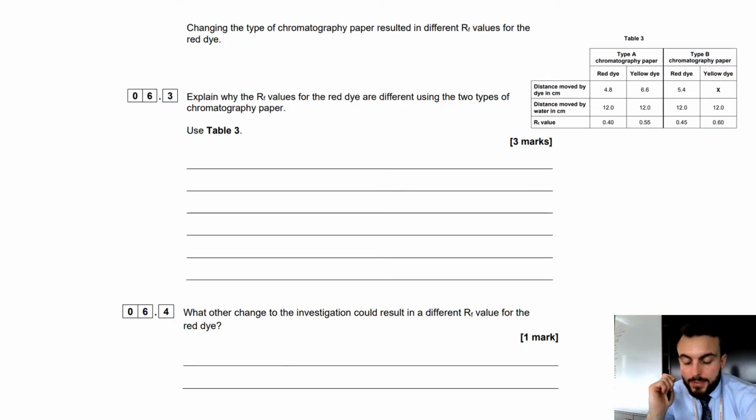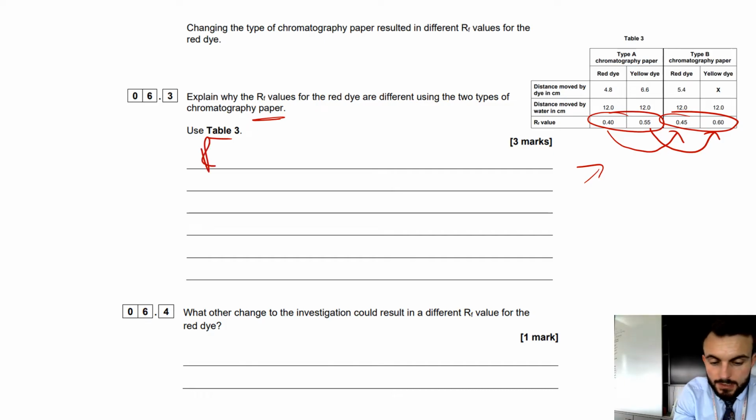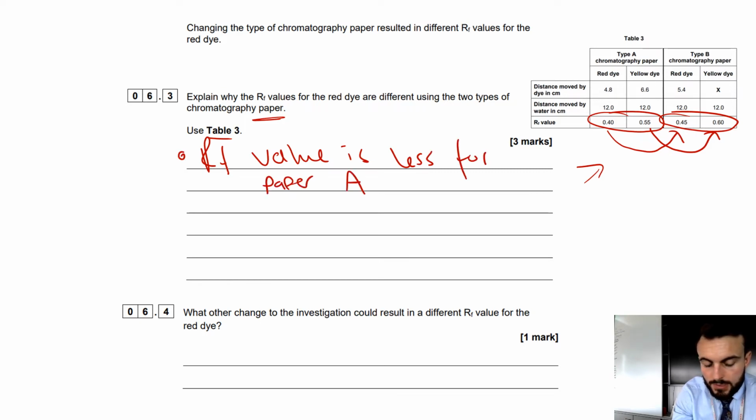Changing the type of chromatography paper resulted in different RF values for the red dye. Explain why the RF value for the red dye is different using two different types of chromatography paper. And we're going to use table 3, which is over here. So if we look at the two RF values for both dyes, when comparing paper A and paper B, the first thing we can say is RF value is less for paper A. So to put that into context, that means the dye is not moving as far up paper A.